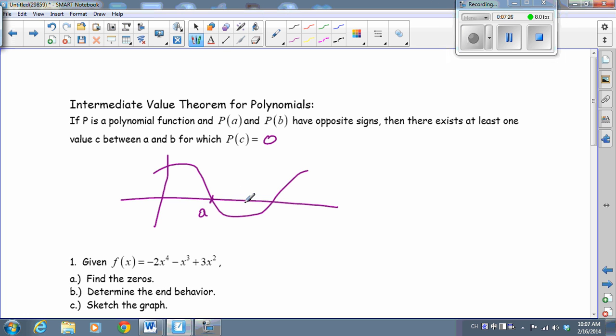I'll call this point A, this point B, and the middle would be C. Oh, I should have said this is C instead, because P of C is 0. A and B are opposite, so if this is A, this is B, since they're opposite.